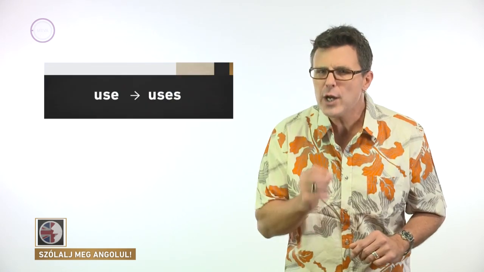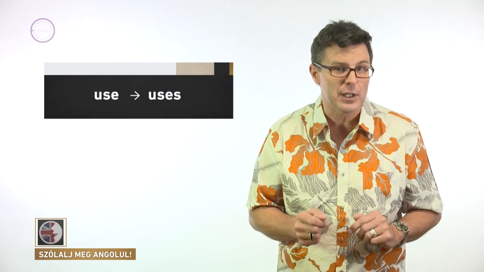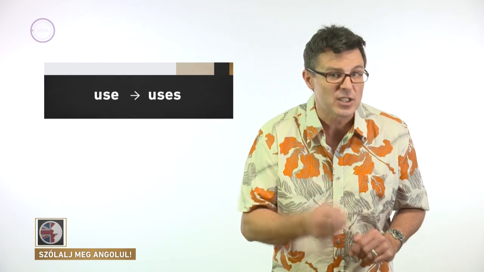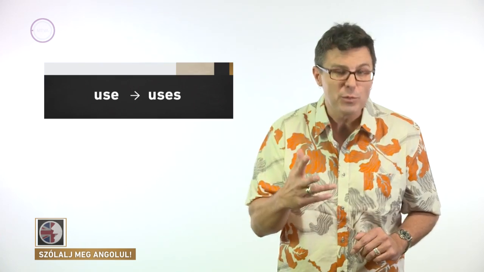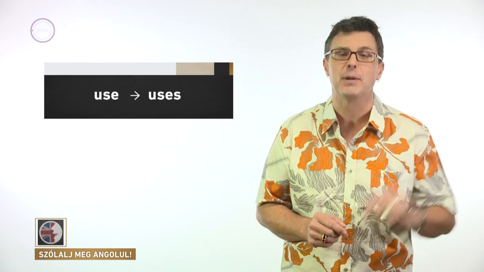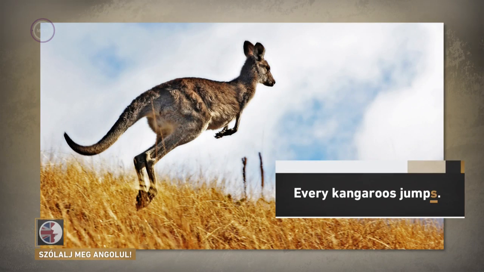We're using the third person singular, aren't we? Yes. We know that the verb to use is a regular verb, which means that in the present simple, we have to add an S to the third person singular. Use becomes uses in the third person singular. And in our first example, not every kangaroo jumps, we use the third person singular form of the verb to jump and put an S at the end of the infinitive. Jump becomes jumps.